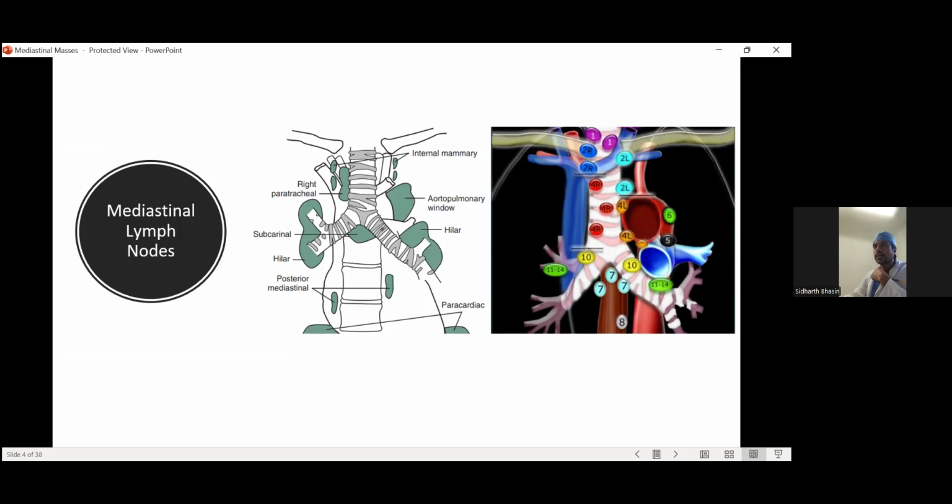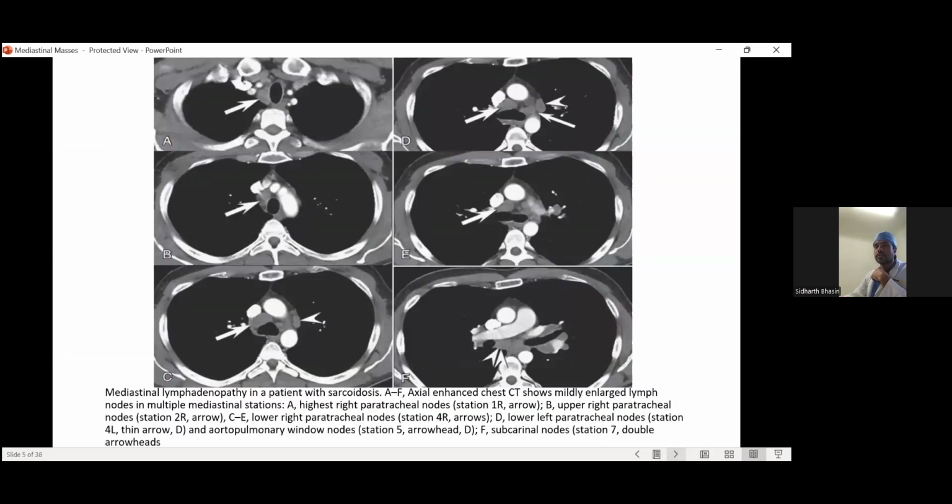Moving to the next slide, this is just the CAT scan imaging of lymph nodes as to how they are seen on the CAT scan. The first one is basically a 2, the second one is a 4. B is 2R, and then C is again 4. D is 4, and then you go down, and after the carina, it's 7.